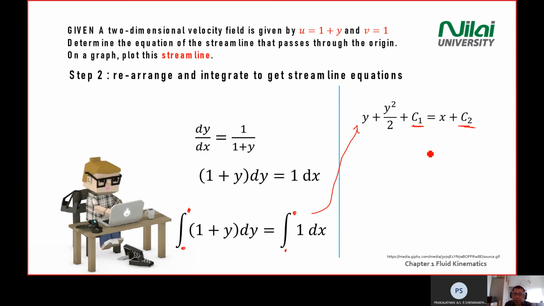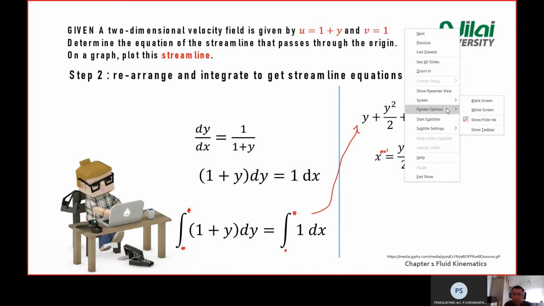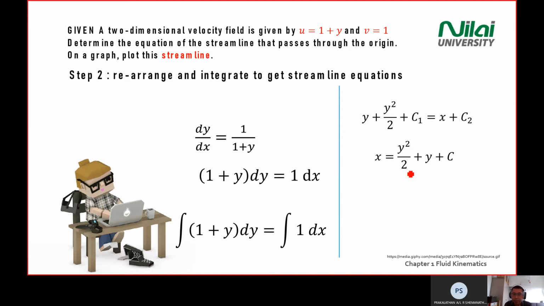So we need to determine our constant value. You just combine the equation: x equal to y squared divided by 2 plus y plus a constant value. C is a combination of C1 and C2. We write it in this form because it's easier for us to define the streamline. You can write y squared equal to something also, but it's easier to write it with x as your subject. This is just a strategy we use to solve a mathematical question.